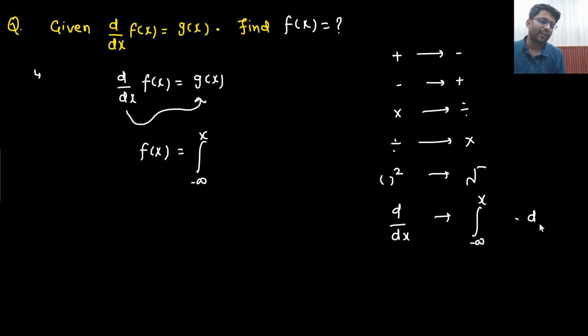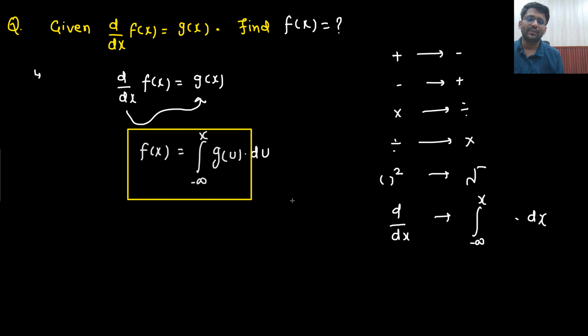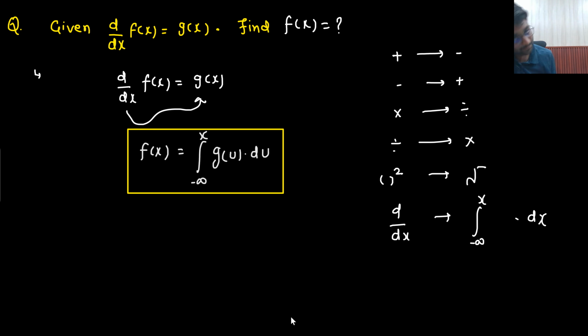This is a problem that a lot of people face. They directly say it will become integration. No, it will become integration with the limit minus infinity to x. Now, since you are putting the limit of x, here you cannot put the variable x, so you need to put g of u du. So this will be the value of your f(x). Is that clear to you?